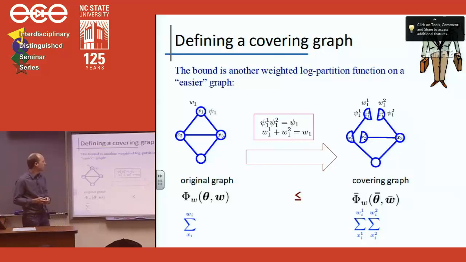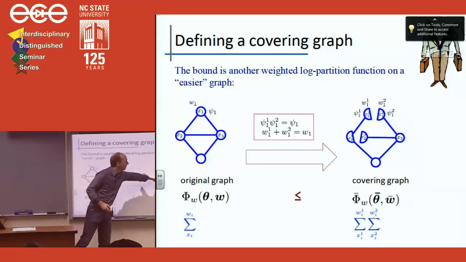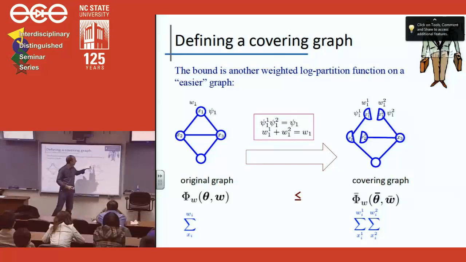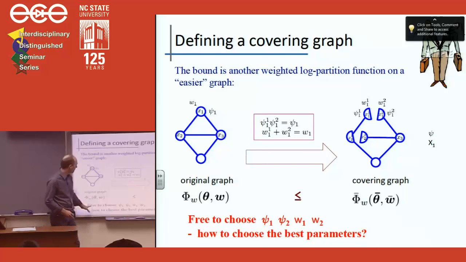Any other questions? Okay, so once we've got this framework where we have any choice of weights that are valid, any choice of parameters that are valid, we have a whole class of bounds, and we can ask how should we pick those weights and parameters such that we get the tightest such bound.